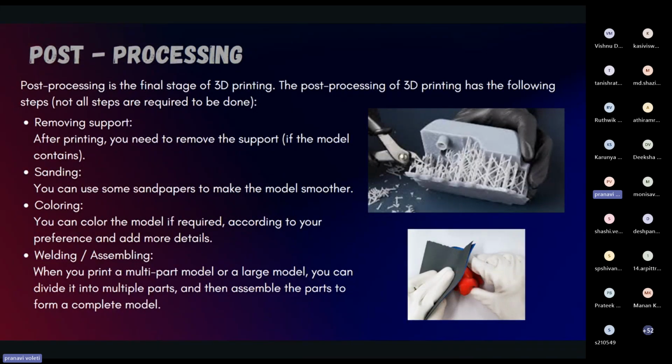Then coloring. If we use colored filaments in an FDM printer, there's not much need for coloring. But when we have an SLA or SLS printer, we can use this method to color the outputs. Then we have welding and assembling. When we print a large model, we could build it in different parts and then assemble them at the end. So then this is used.